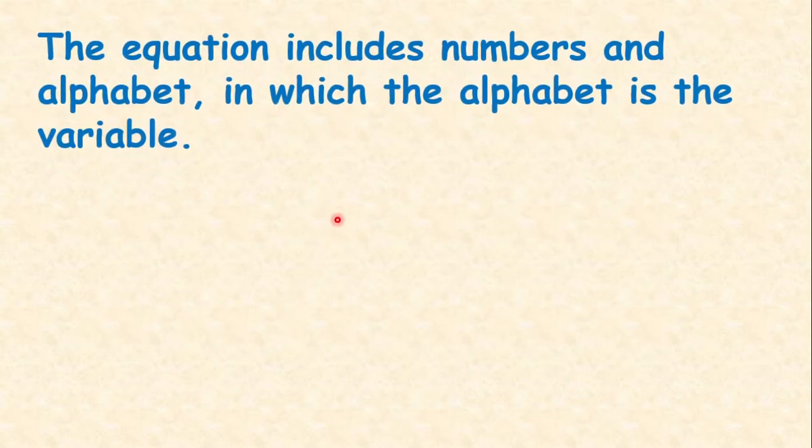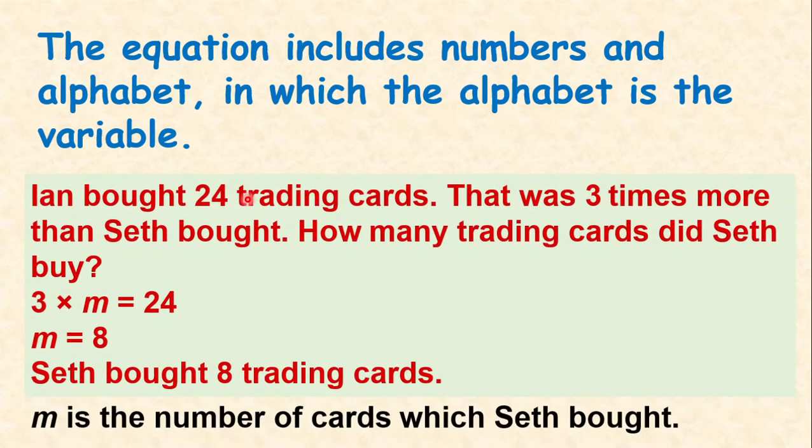The equation includes numbers and alphabet, in which the alphabet is the variable. Let's do one more. Ayan bought 24 trading cards. That was 3 times more than Seth bought. How many trading cards did Seth buy?